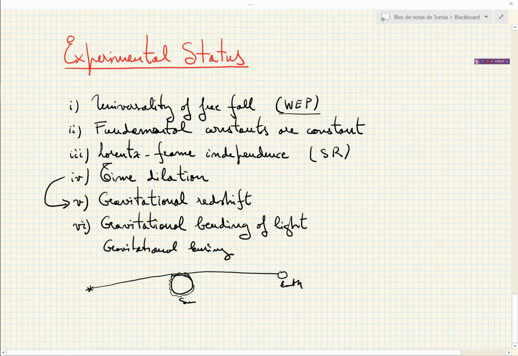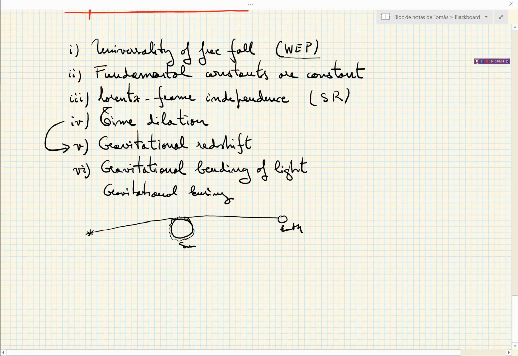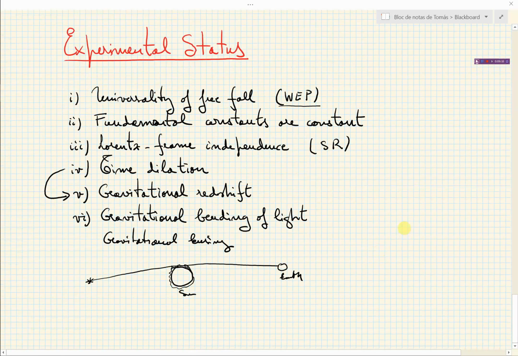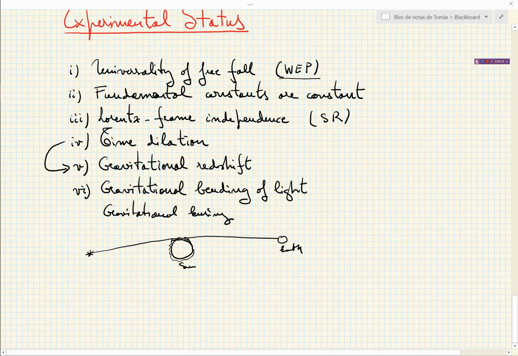So the status, you can say that it is really very healthy, and that this principle has, for the moment, found no contradiction whatsoever with any experiment.